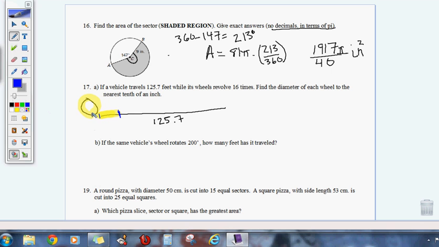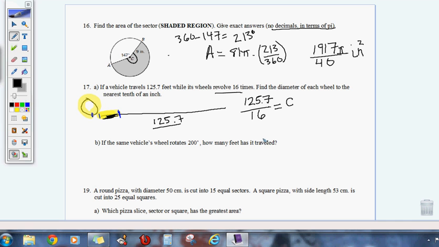Okay, so from here to there is really just a linear measurement. So understand that connection, please, between the linear measurement on the ground to the circumference of the circle. So basically, this whole distance is 125.7, and they told you it revolves 16 times. So there's going to be 16 of these on the ground. So we're going to take 125.7, divide that by 16, and that will equal one of these. Well, we're trying to get you to understand that one of those is the circumference of the circle.